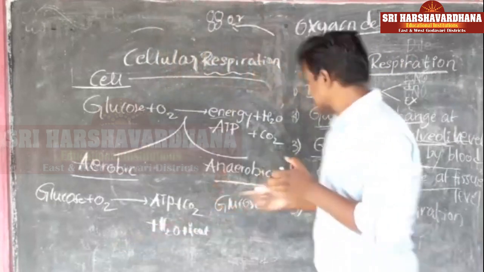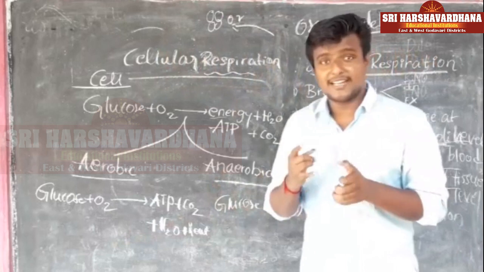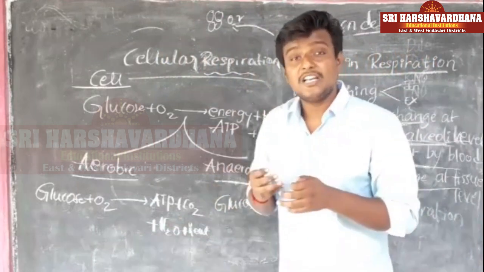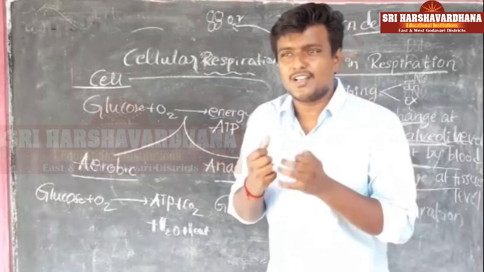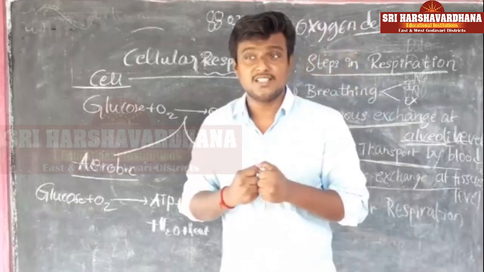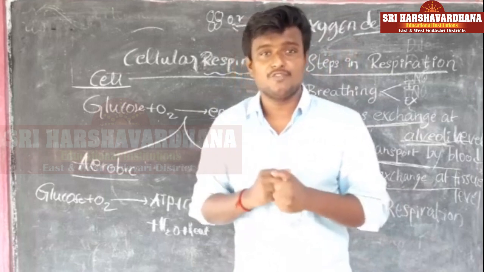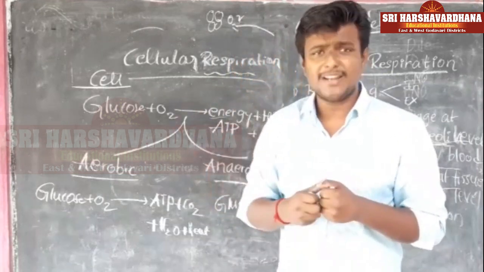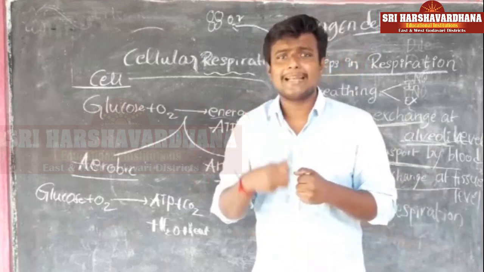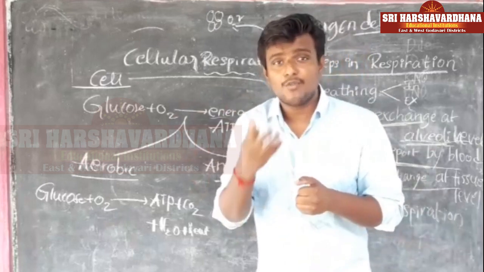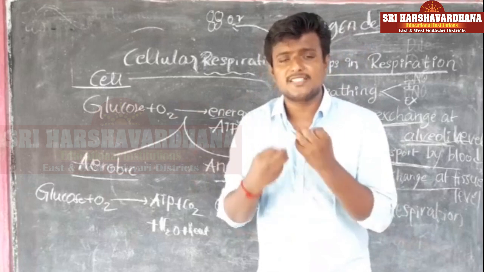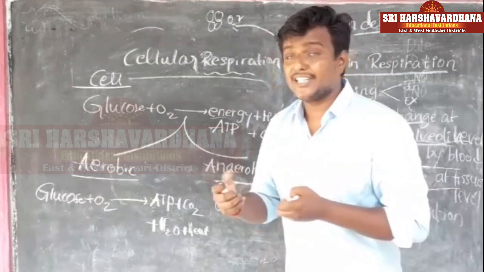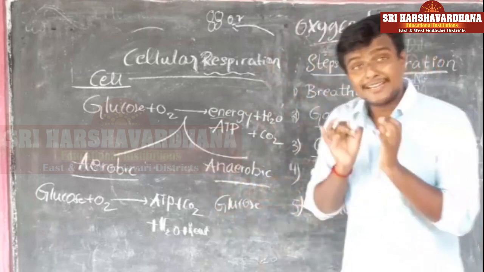Already we discussed exchange at the tissue level. Oxygen debt happens when we are doing vigorous exercise, a lot of exercise, a lot of work and running. While running, no proper inhalation is done. So our muscle cells are not getting the proper amount of oxygen. That condition we call oxygen debt, but we require the energy.